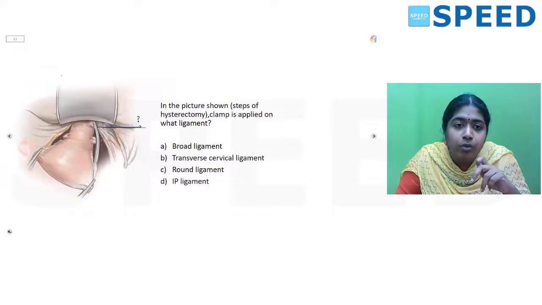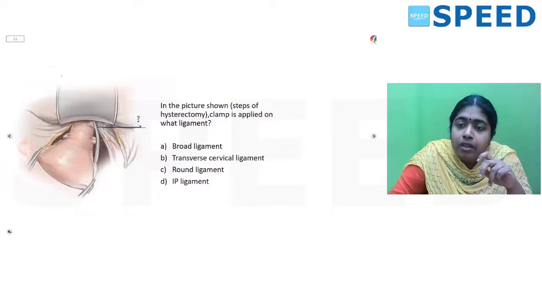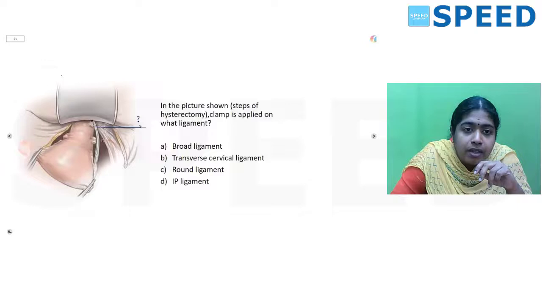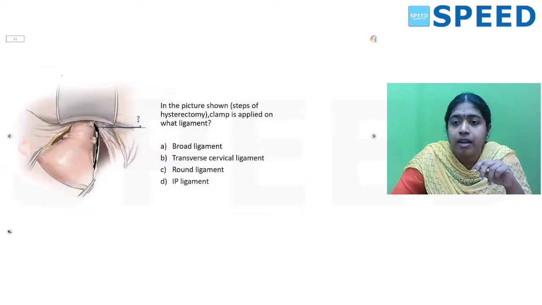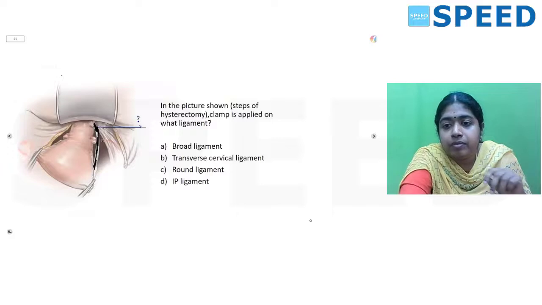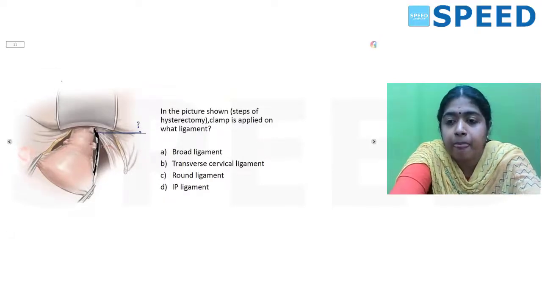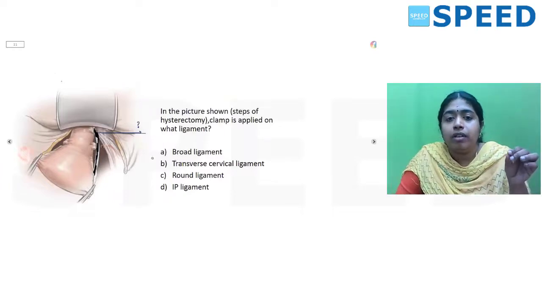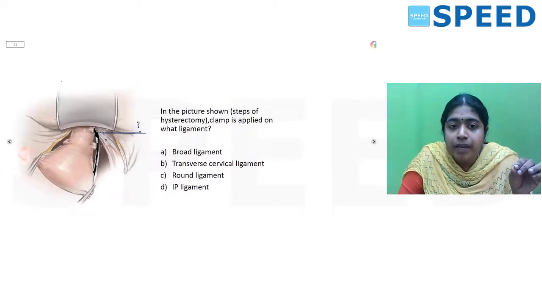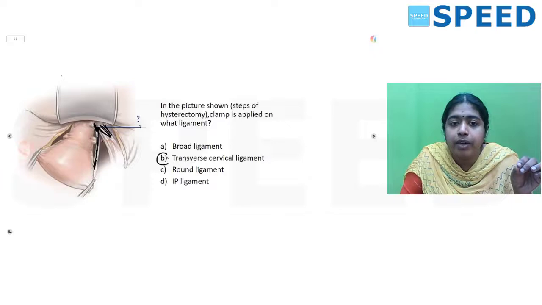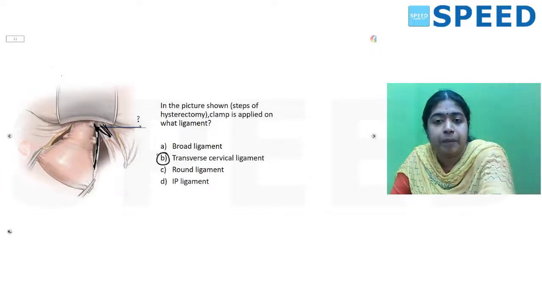So in the picture shown, these are the steps of hysterectomy. The clamp is applied on what ligament? So here this is the clamp. Okay, we'll shade the clamp now. Now this is the clamp, and here where it is placed, it is placed on the transverse cervical ligament or the Mackenrodt's ligament.